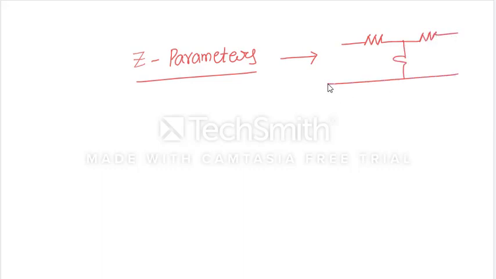For the Z parameters, it is the T-shaped network. The standard network for the Z parameter calculations we have taken as a T-shaped network, and for Y parameters we have seen the standard network is the Pi network.